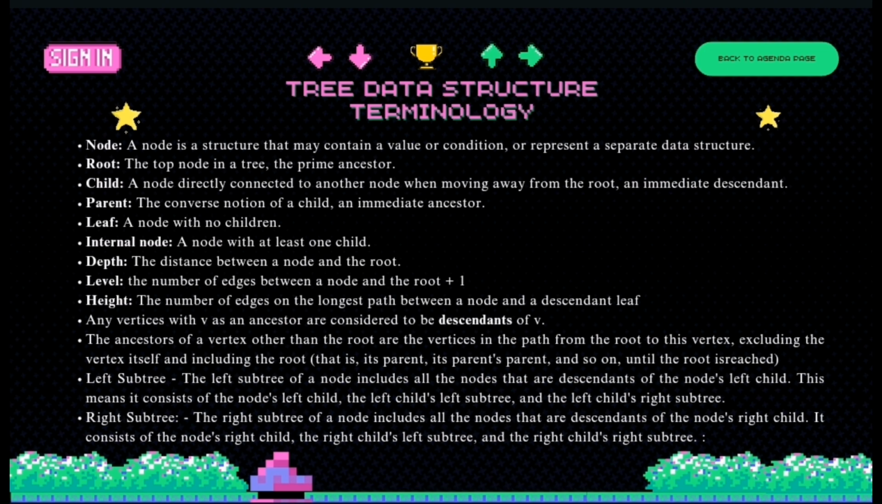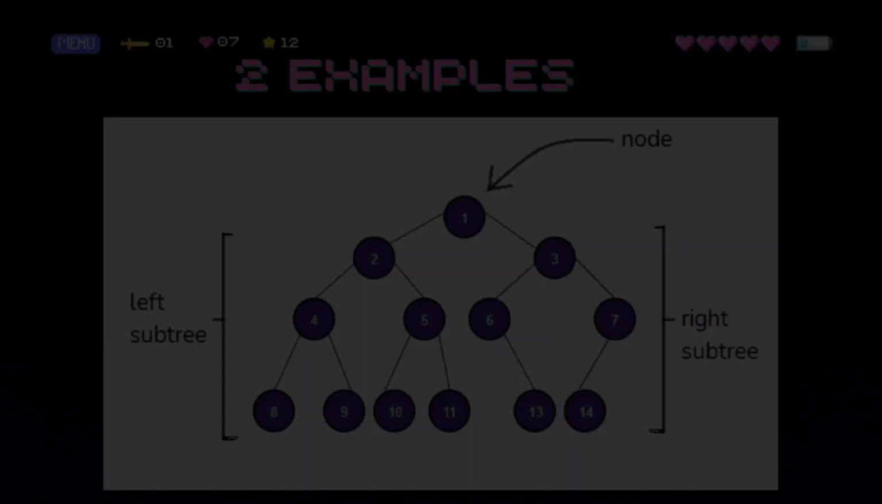The next one is the left subtree. The left subtree of a node includes all the nodes that are descendants of the node's left child. This means it consists of the node's left child, the left child's left subtree, and the left child's right subtree. The last one is the right subtree. The right subtree of a node includes all the nodes that are descendants of the node's right child. It consists of the node's right child, the right child's left subtree, and the right child's right subtree.